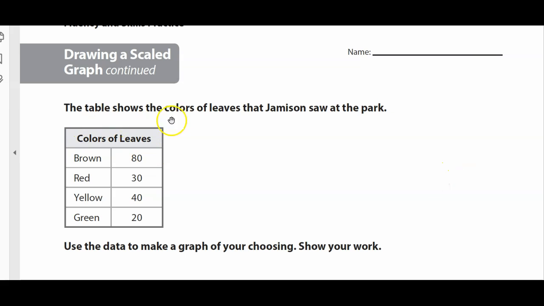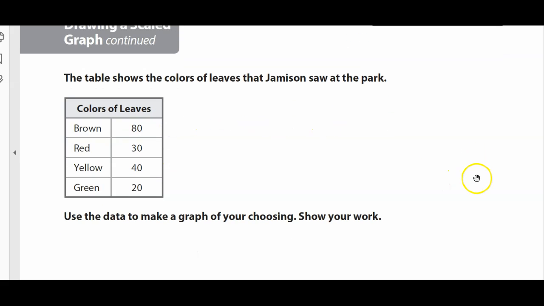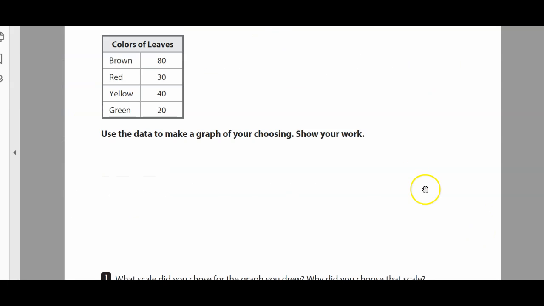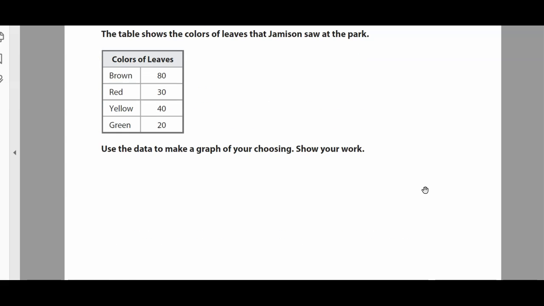Page 12, it says the table shows the colors of leaves that Jameson saw at the park. Use the data to make a graph of your choosing, okay, to show your work. All right, so I think what I'm going to do is I'm going to do a bar graph. A bar graph like this. Actually, more like this. Okay.